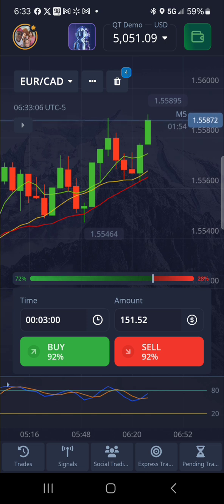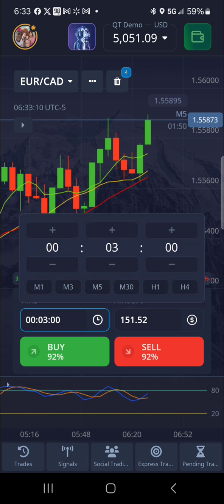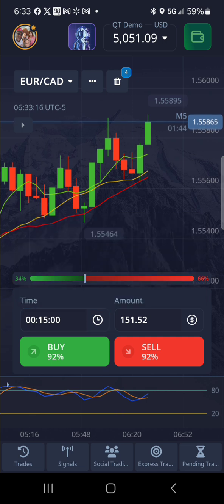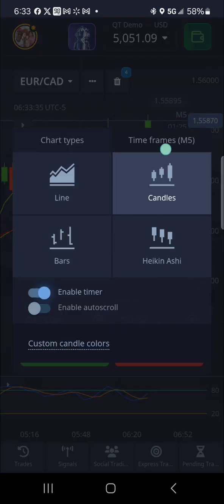So let's change this to 15 minutes. I typically do about 15-minute trades by looking at 5-minute candles. All right. So once I got that done, then I changed this to hour. I wanted to see hour candles at first.